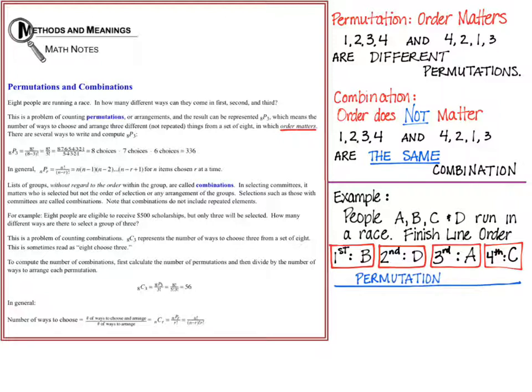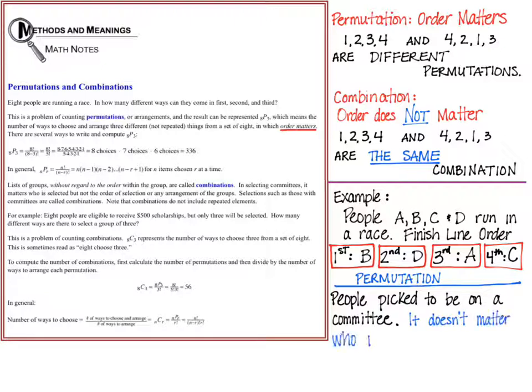Now instead, take those same people A, B, C, and D, and if we're going to pick people to be on a committee, it doesn't make any difference if I pick person A first or I pick person B first. It really won't make any difference. They're both going to be on the committee. So order does not matter, and therefore this would be considered a combination.